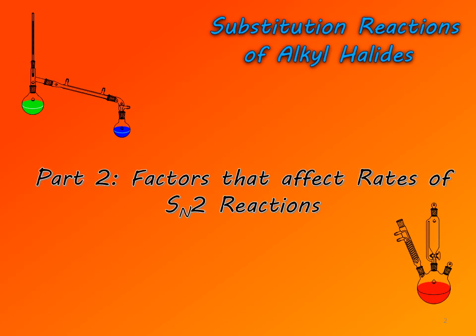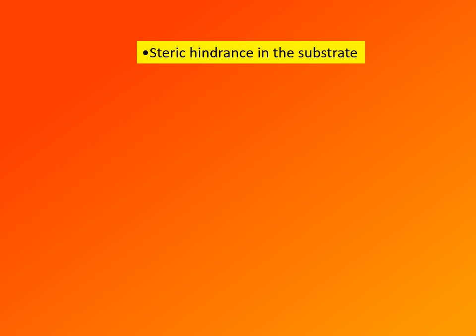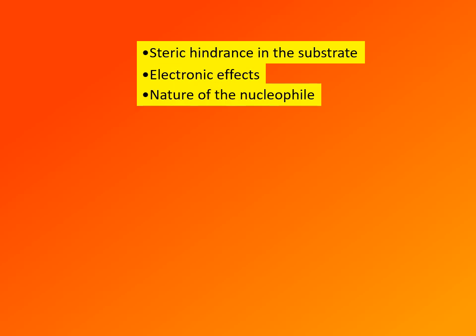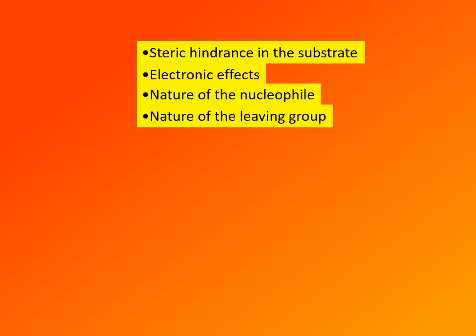In this video, we are going to look at factors that affect rates of SN2 reactions. Factors that affect reaction rate in decreasing order of importance are steric hindrance in the substrate, electronic effects, nature of the nucleophile, nature of the leaving group, and the solvent. So we'll examine them now in this order.